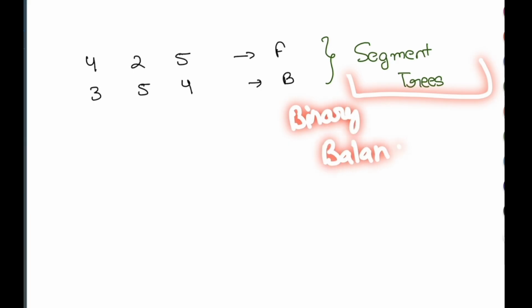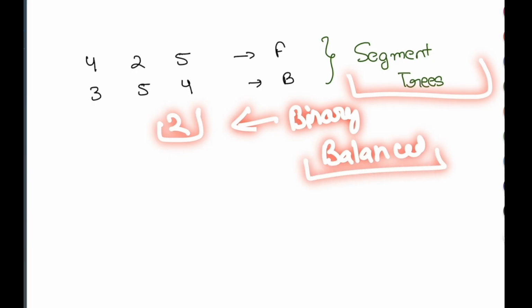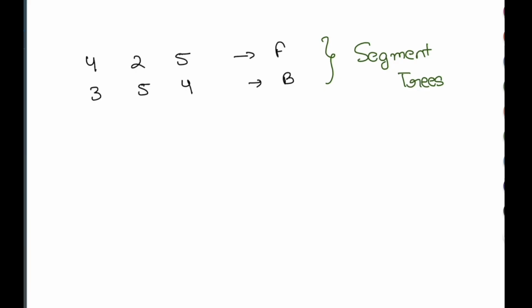Now when we say it is a binary tree, it means that every node is going to have two children. And when we say it is a balanced tree, it means that every node will be filled with all its children apart from the leaf nodes. And the leaf nodes will be as far left as possible. Let me show you what I mean. If this is your root node, then you will have the children of this root node, right? There will be a left child and there will be a right child.